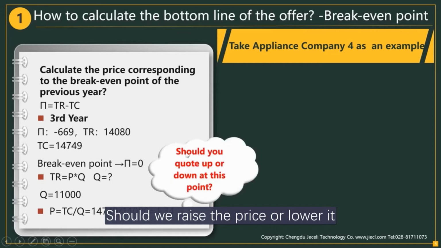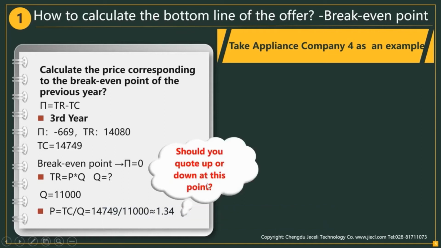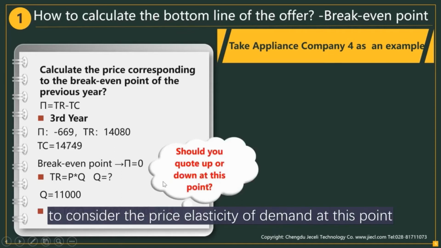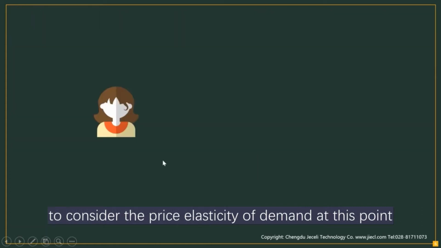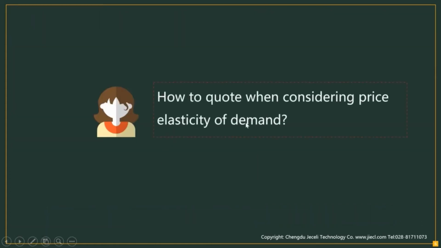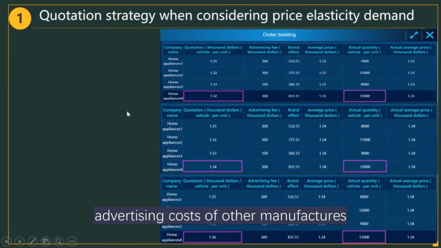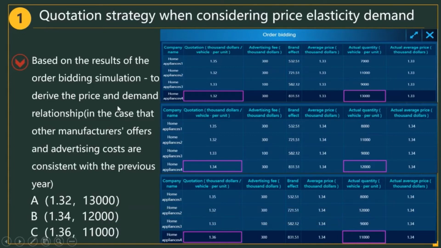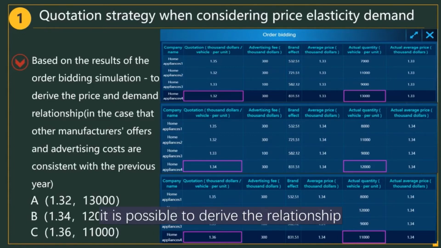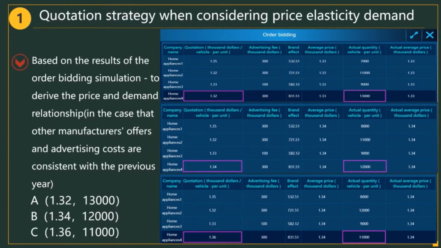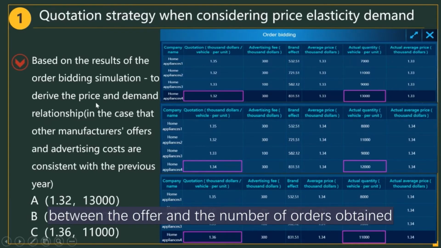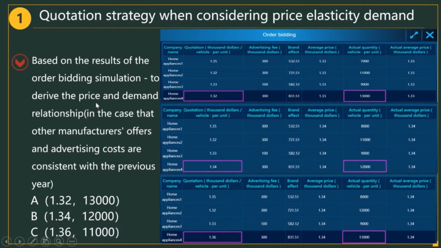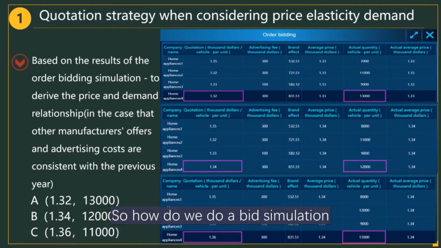So how should we quote this year? Should we raise the price or lower it? Then it is necessary to consider the price elasticity of demand, provided that the offer and advertising costs of other manufacturers are consistent with the previous year. Based on the bid simulation, it is possible to derive the relationship between the offer and the number of orders obtained. So how do we do a bid simulation?